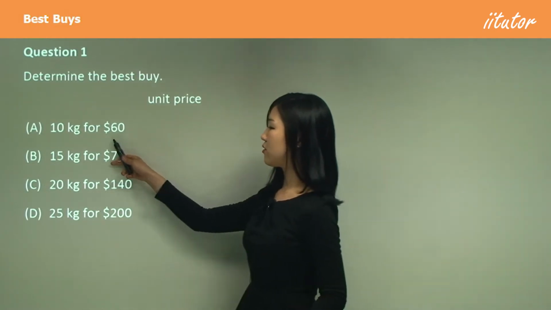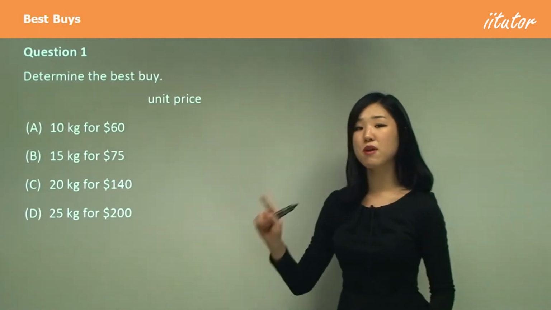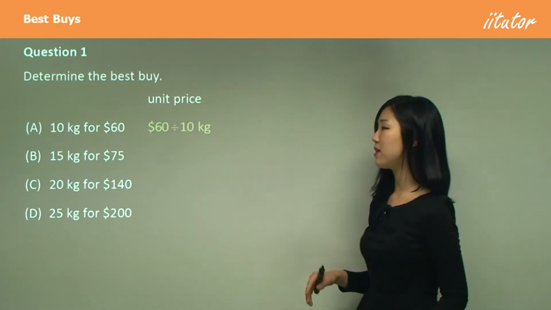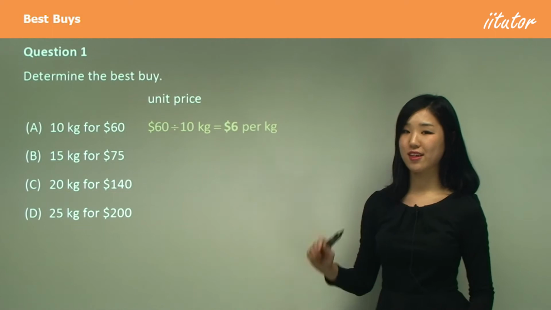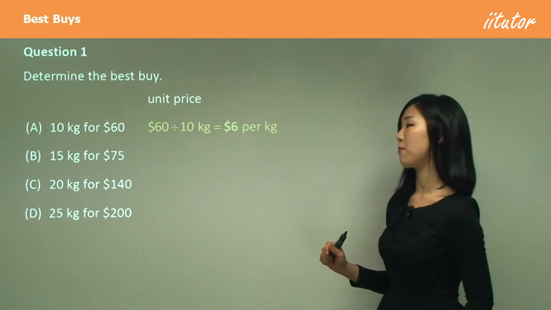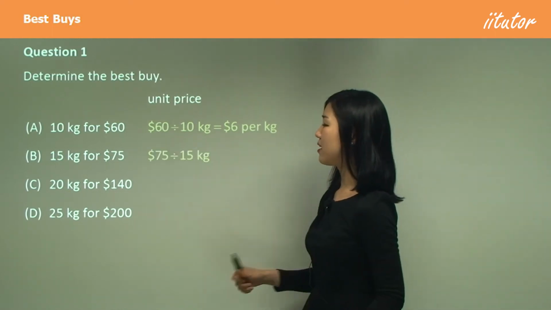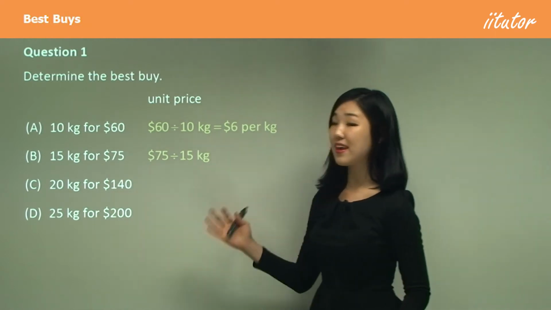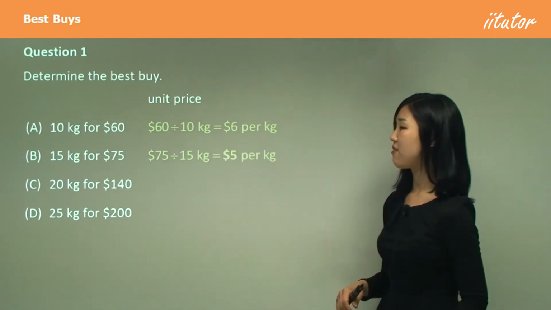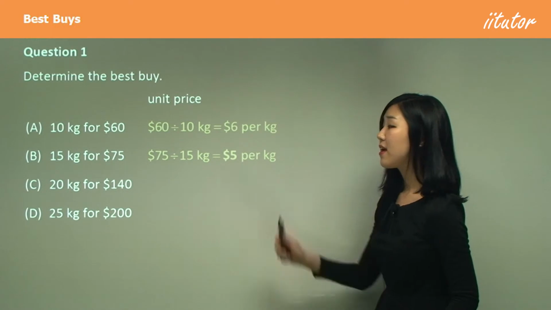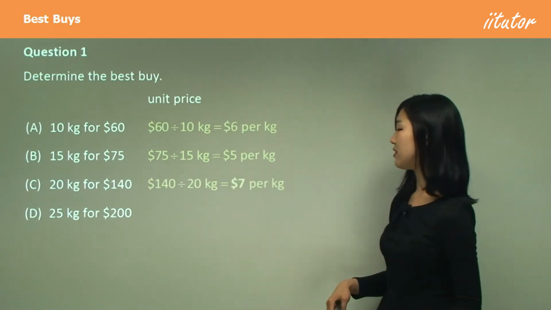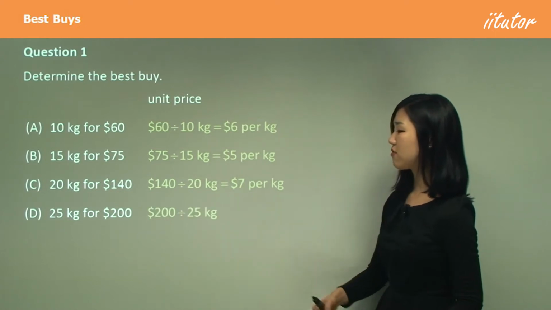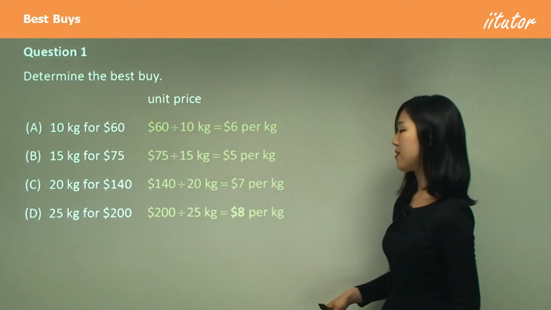So it's $60 for 10 kilograms. How much would it be for 1 kilogram? Simply divide it by 10. So 60 divided by 10 gives you $6 per kilogram. That's the cost of 1 kilogram. Now here, do the same thing. 75 divided by 15 kilograms, and you should get $5 per kilogram. Same thing, 140 divided by 20, which is $7, and 200 divided by 25, and that will give you 8.